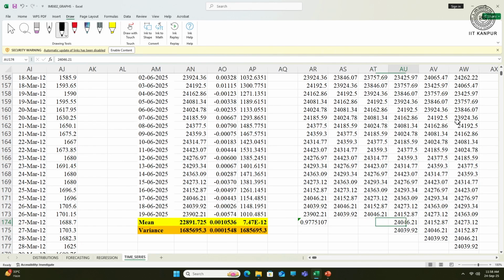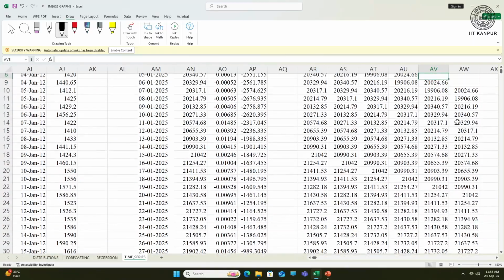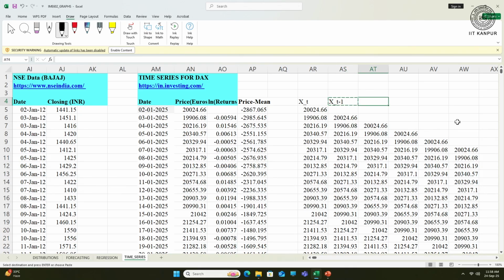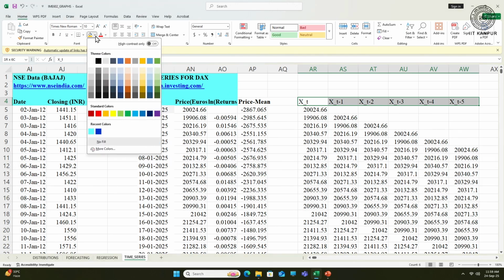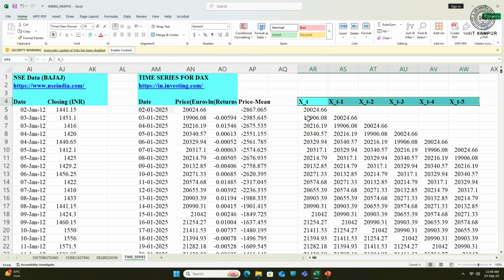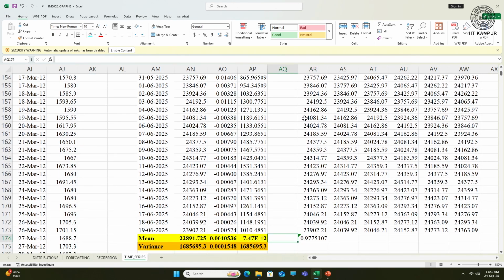Now I have the data. I will remove these for simplicity of calculation, and I will use the time series as done. So, this is x t minus 1, this is t minus 2, t minus 3, t minus 4, t minus 5. So, these are the data sets. I will mark them here in bold, and then find out the correlation. Obviously, there is autocorrelation because you are trying to find it for the series itself.